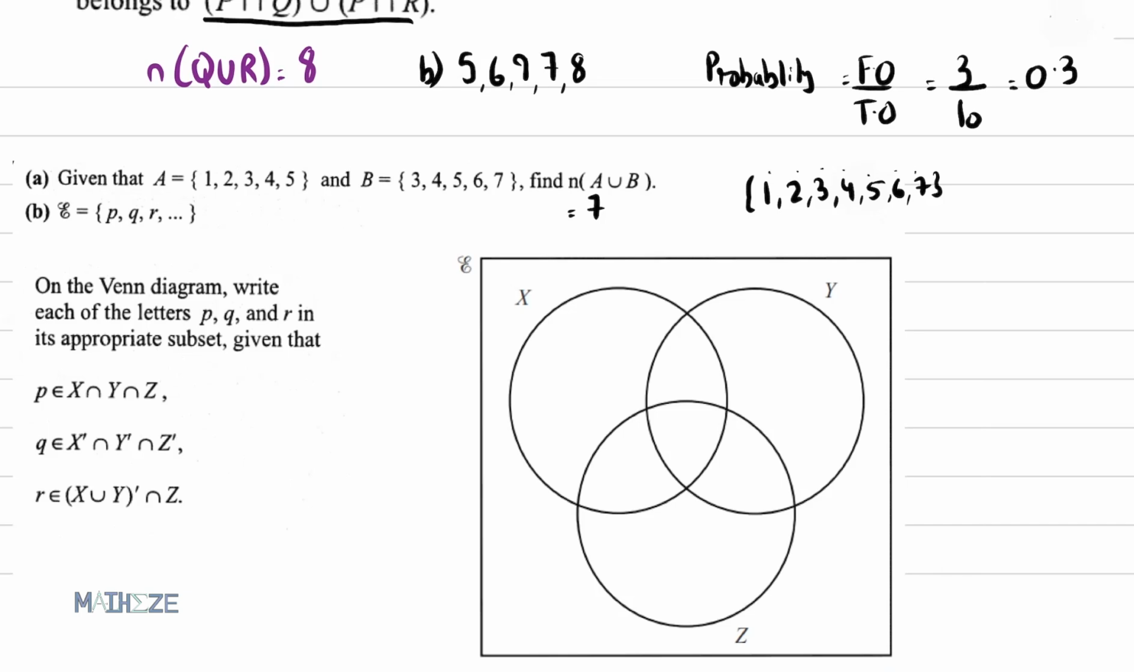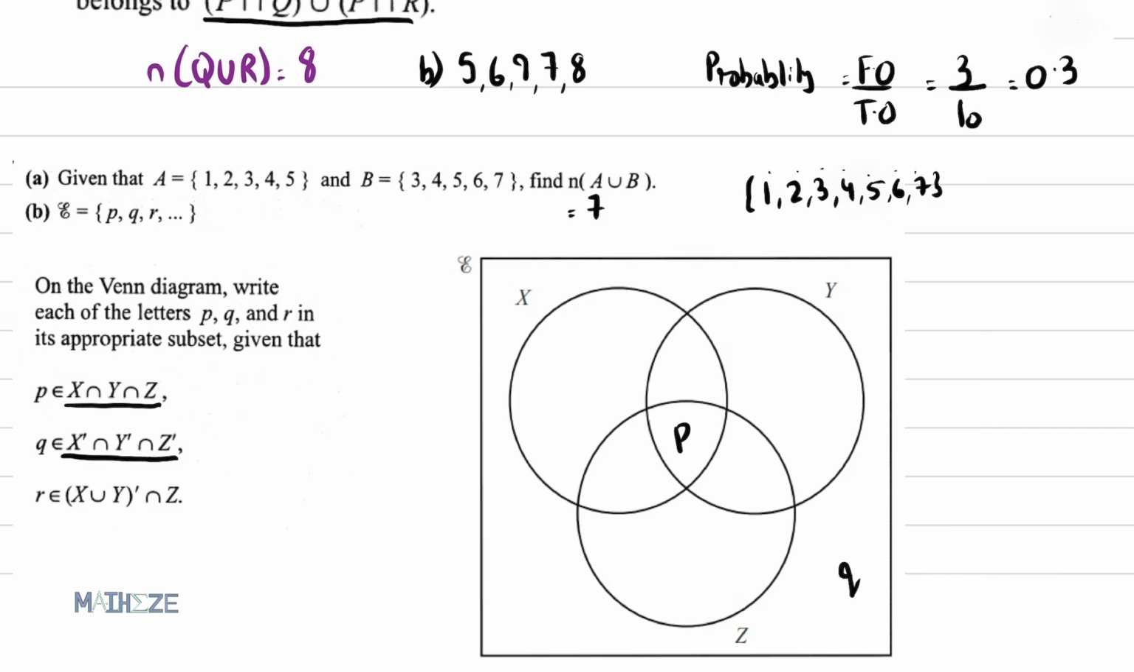One last part. It says P is an element of X intersection Y intersection Z. That means a common element in all. This is P. Then it says Q is what? X complement intersection Y complement intersection Z complement. That means outside of all. Last one that's challenging. For that, we use the shading concept.